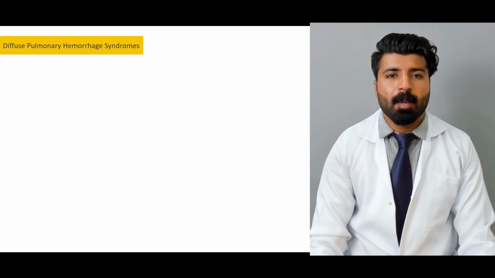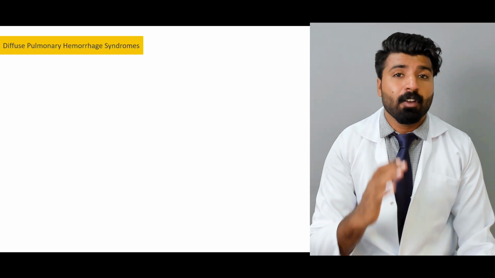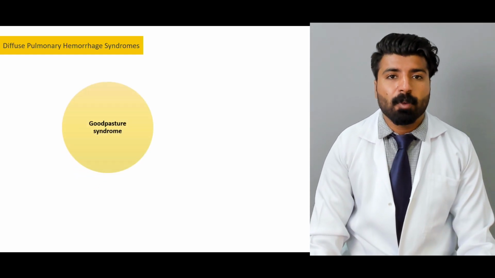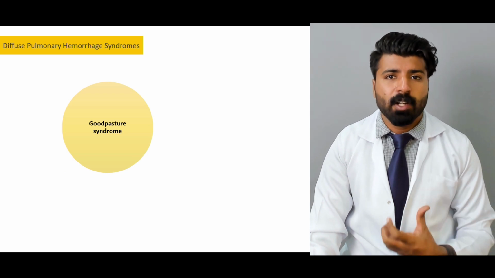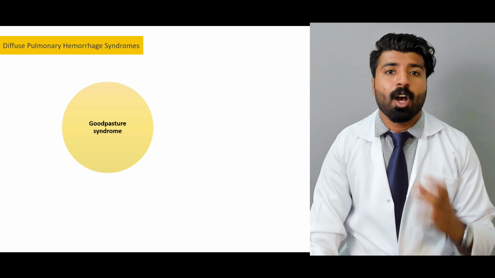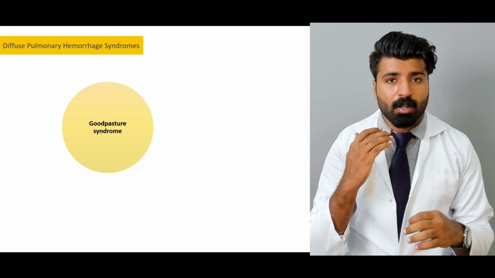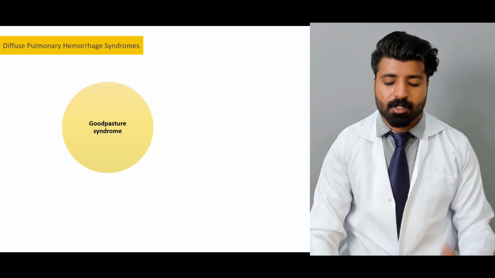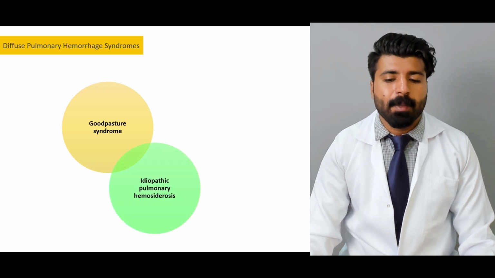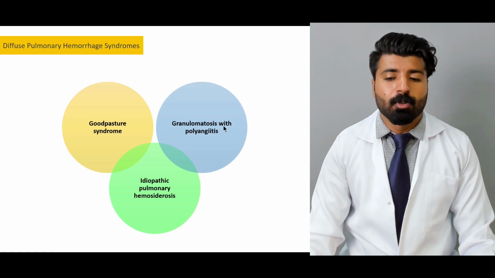So diffuse pulmonary hemorrhagic syndrome consists of three major diseases, and some of them are even autoimmune. Let's talk about them. First of all, we're going to have Goodpasture syndrome. We're going to talk about what it is, how it affects the lungs, how it affects the capability of the lungs to communicate with the blood, and how it affects the hypoxia in that patient. Next on, we have idiopathic pulmonary hemosiderosis, and lastly, granulomatosis with polyangiitis.